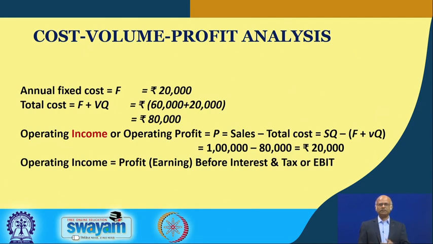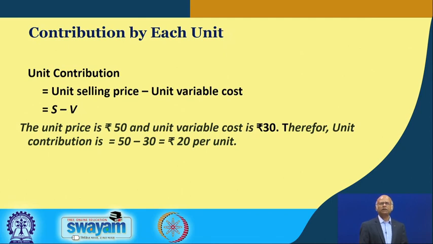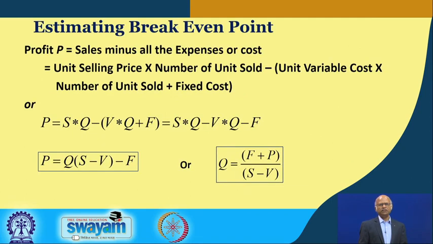So, here is the break even point. Fixed cost plus variable cost, the total cost, is 80,000. Contribution margin is 20. Here is the formula. We will just revisit them.